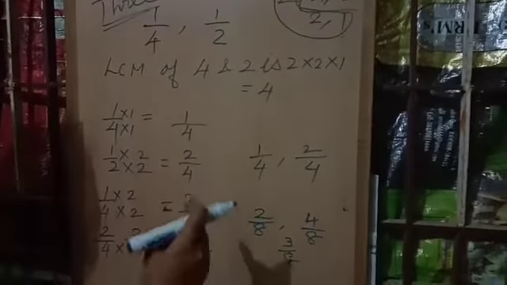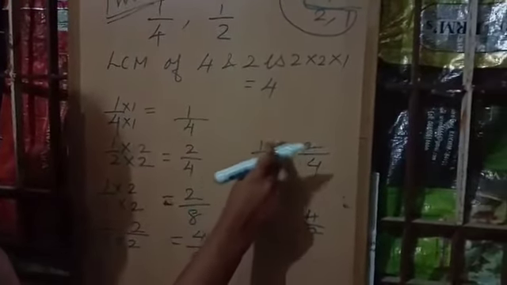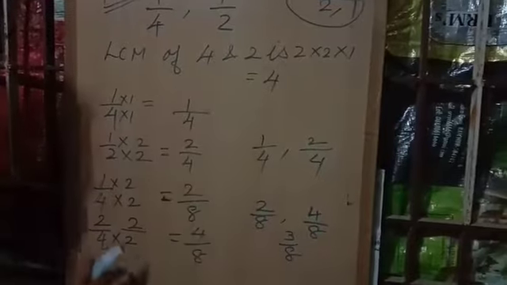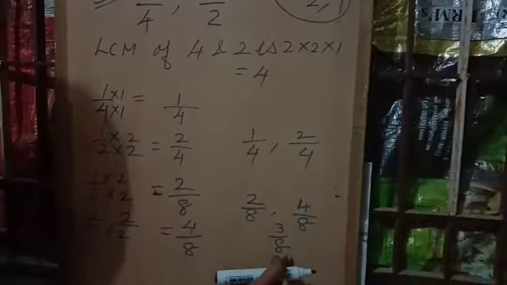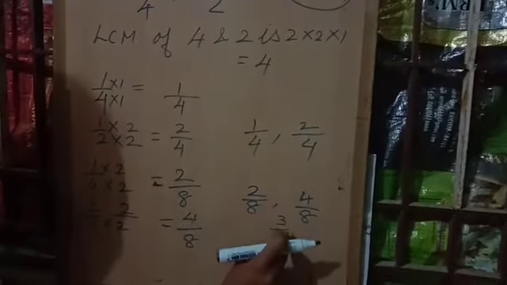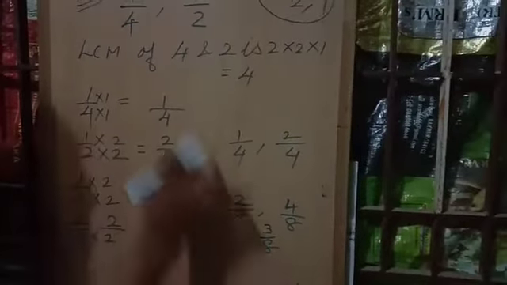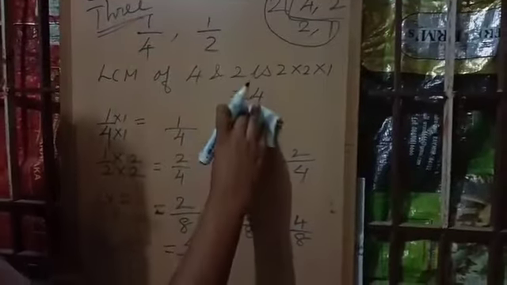Understood? I am going for the next step. Here in between 1 and 2 there is no gap, so I found equivalent fractions. After finding them also, I have got only one rational number. In between 2 and 4, 3 alone will come, 3 by 8. But I need 3. So what am I going to do?